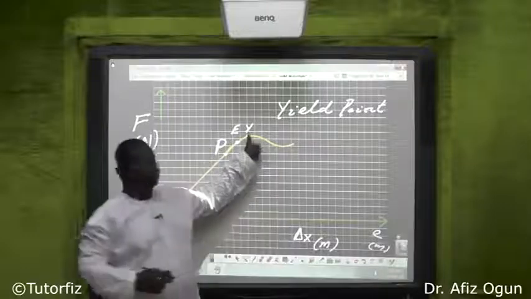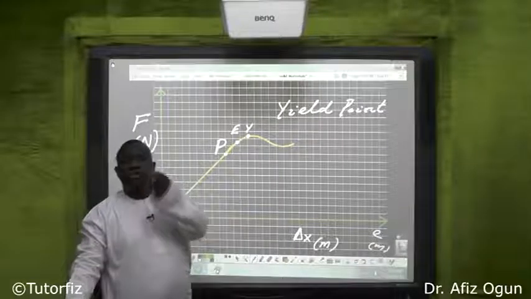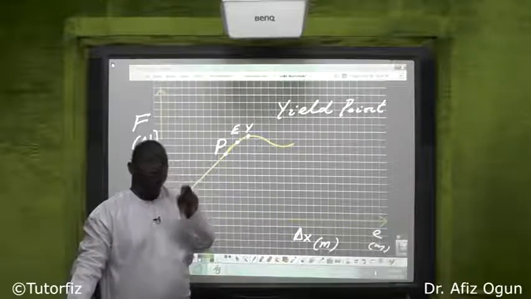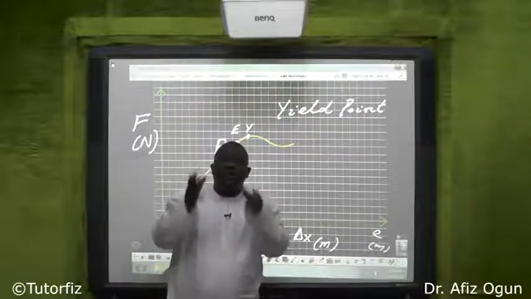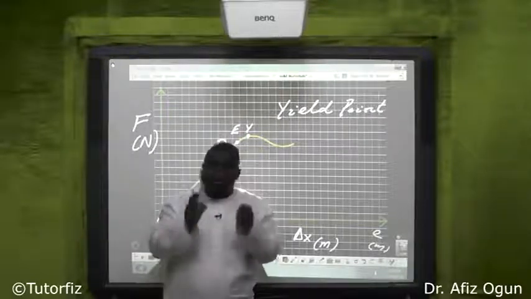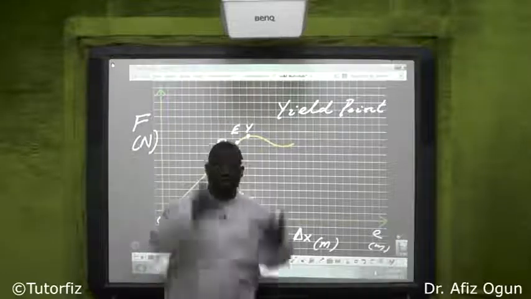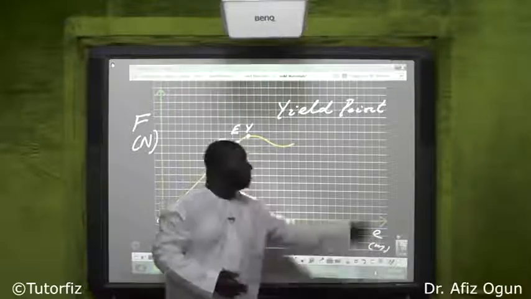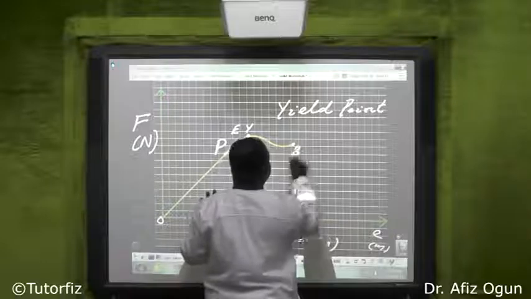Beyond this point, little or no force gives large extension. The weight of the body alone will continue to stretch the material, giving a big extension until the material breaks at the breaking point. This is the breaking point, B.